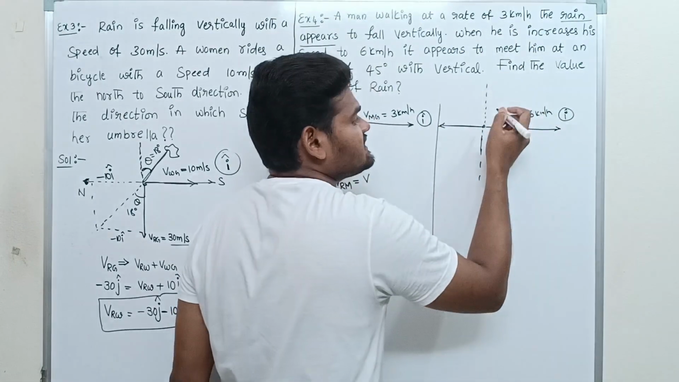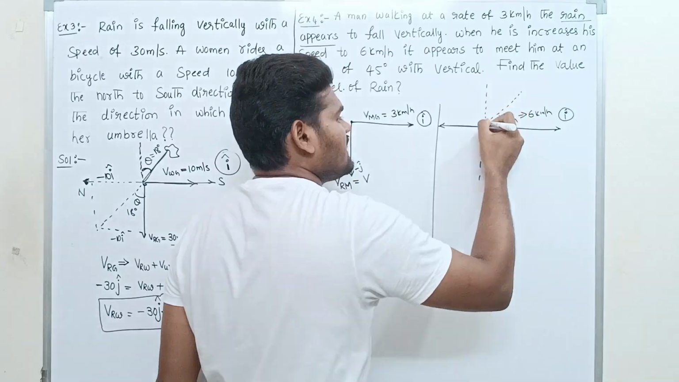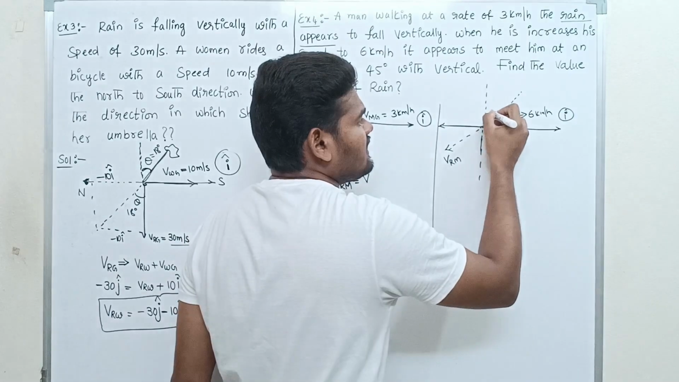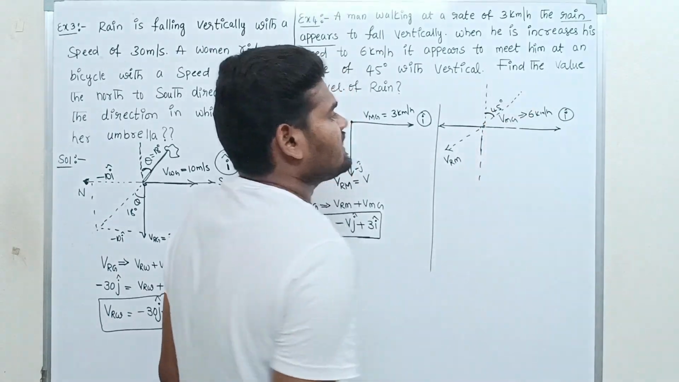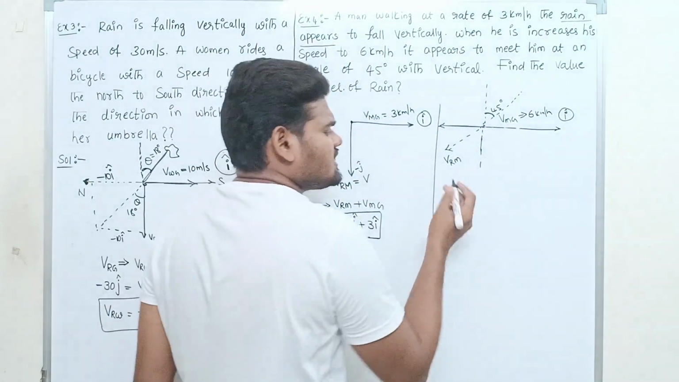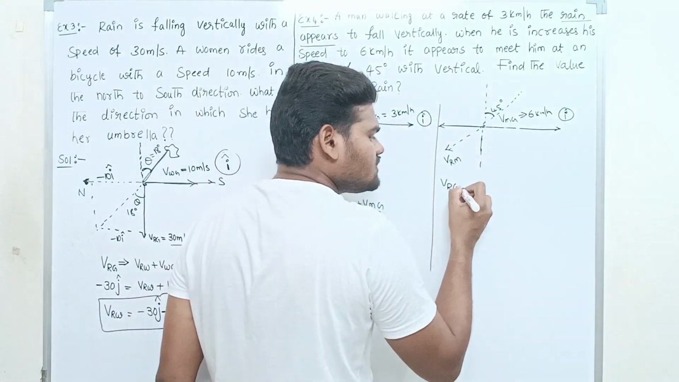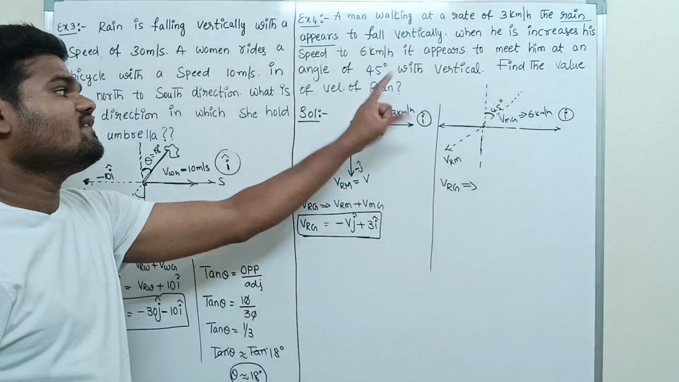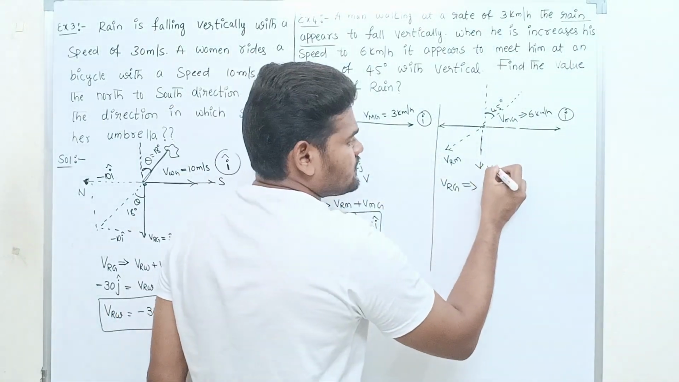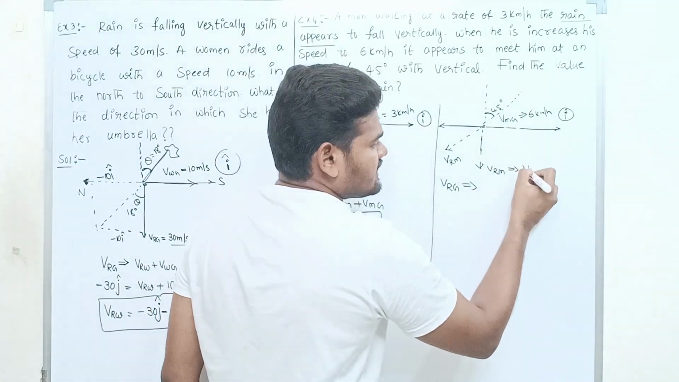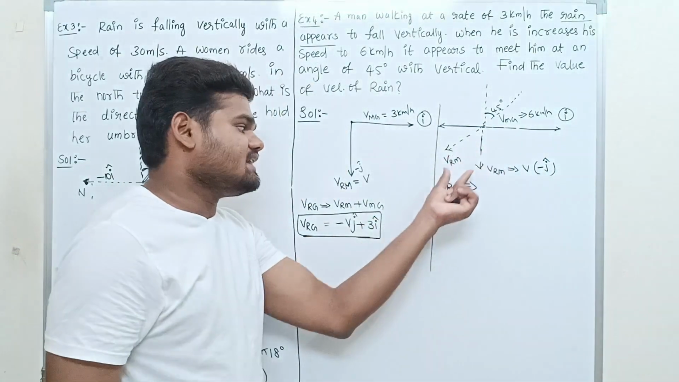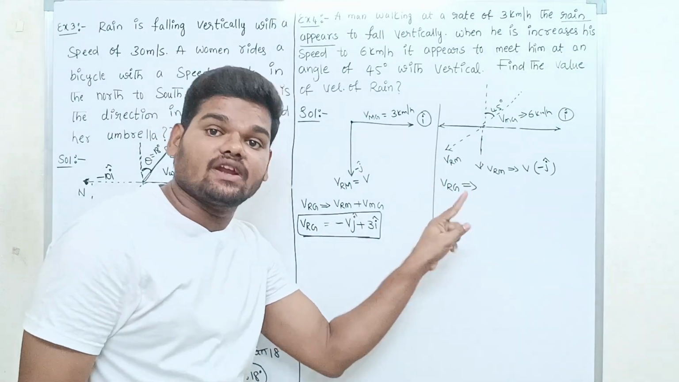When he increases his speed, the rain hits him. Velocity of rain with respect to man is at an angle of 45 degrees with the vertical. Are you getting it? Now in this case, I'm going to find the velocity of rain with respect to ground. They are asking to find the value of velocity of rain. Along this direction, minus j cap is the unit vector. Now in this condition, I'm going to find the velocity of rain with respect to ground.